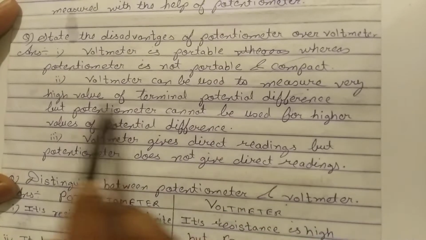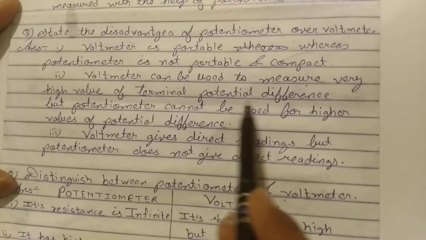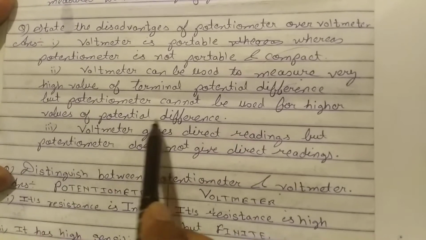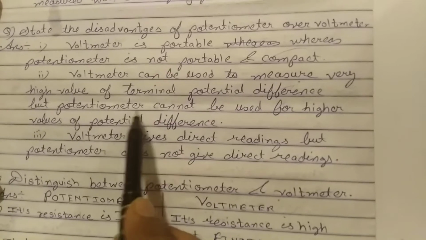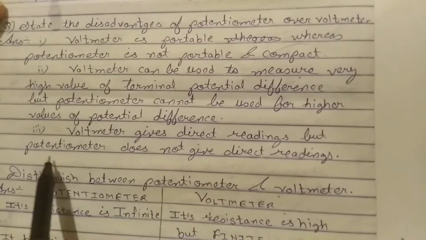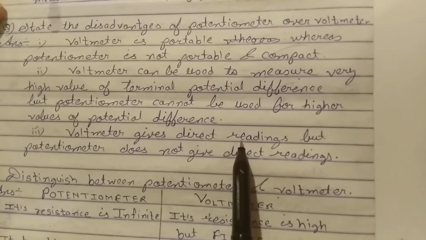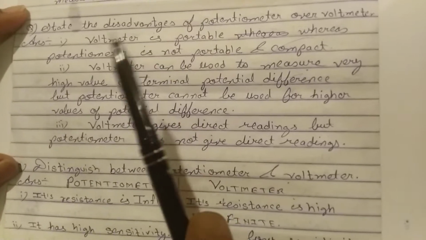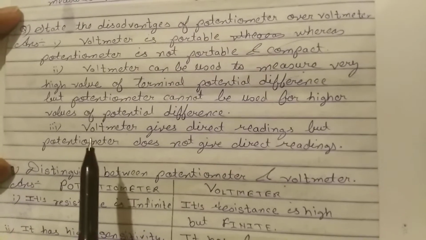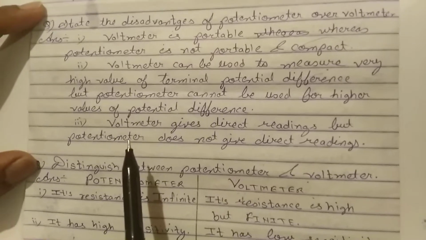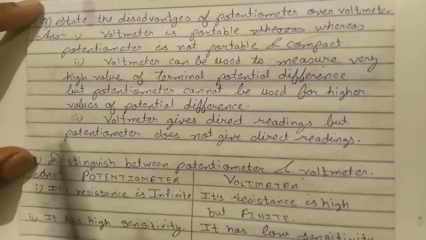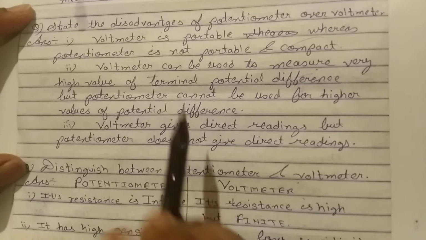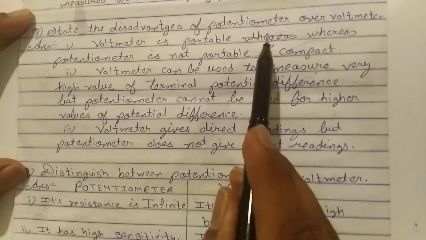Second disadvantage is what? Voltmeter can be used to measure very high value of terminal potential difference, but potentiometer cannot be used for higher values of potential difference. It measures only small value. Third one, voltmeter gives direct reading on the scale. We know that there is a pointer on the voltmeter, but potentiometer, to find out any potential difference reading, voltage reading, we have to do some experiment. It doesn't give the direct reading. These are the disadvantages of potentiometer.